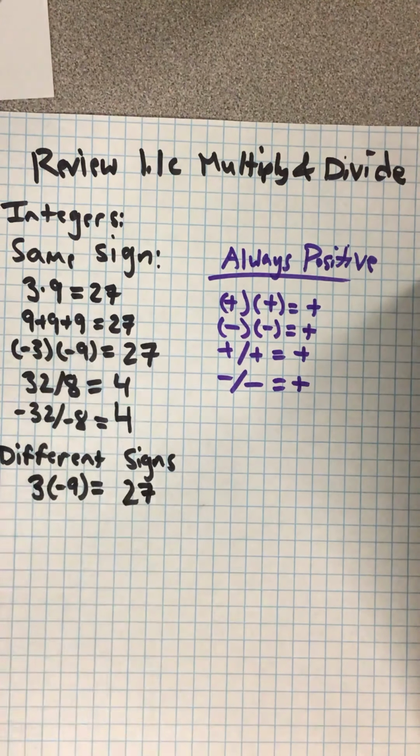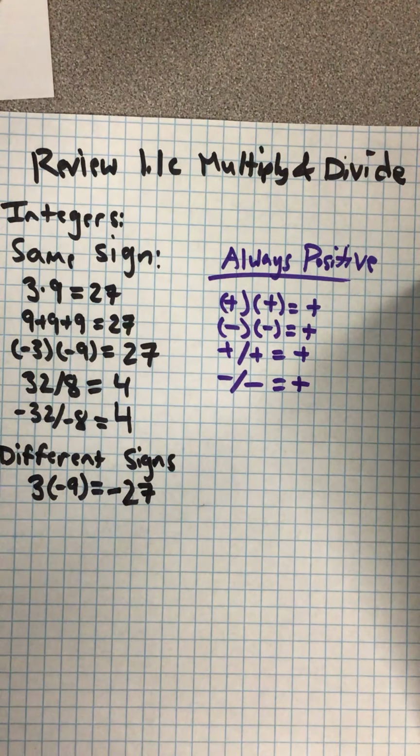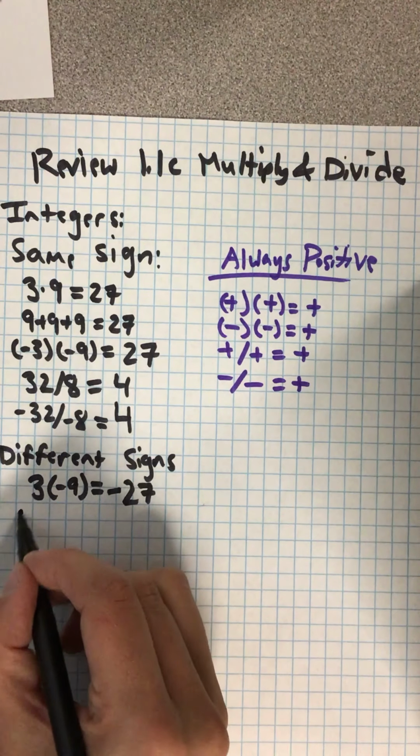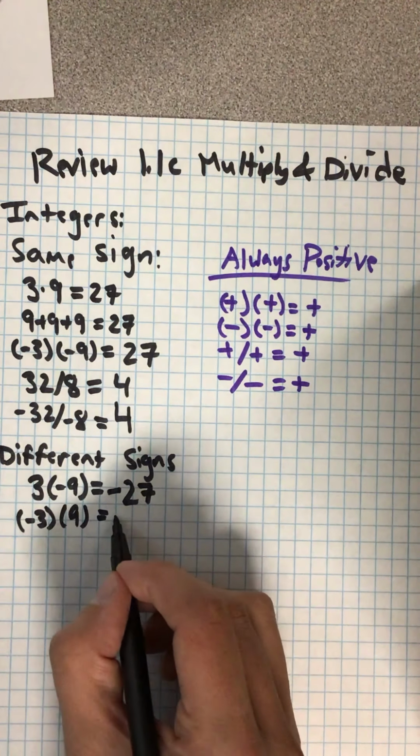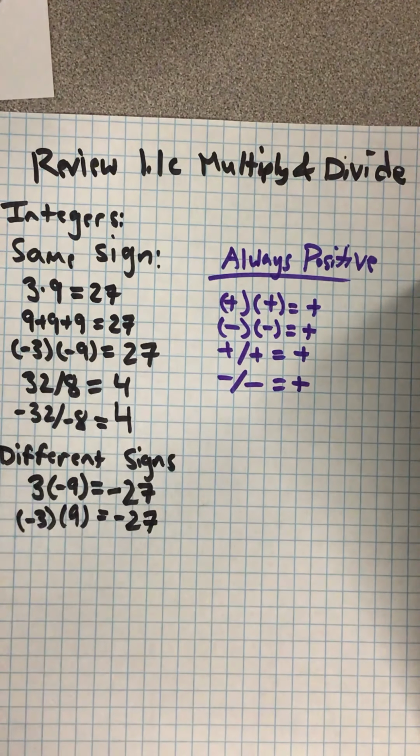or conflicting signs, where one is positive and one is negative, the result is that our answer will always be negative. Likewise, if we were to take a look at negative 3 times a positive 9, that is also negative 27. So 3 times negative 9 and negative 3 times 9 both equal negative 27. There can only be one negative sign. Otherwise, the pair of negative signs will cancel each other out and result in a positive, which is what we saw in these two problems earlier.